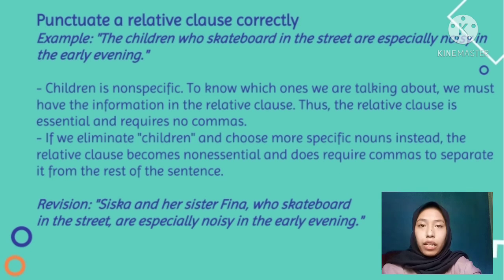If we eliminate children and choose a more specific noun instead, the relative clause becomes non-essential, and it does require commas to separate it from the rest of the sentence. So the sentence can be: Siska and her sister Vina, comma, who skateboard in the street, comma, are especially noisy in the early evening period.